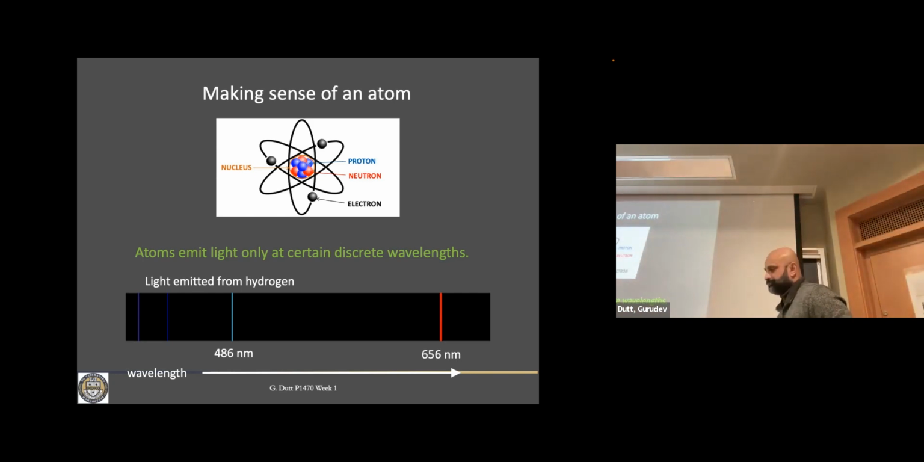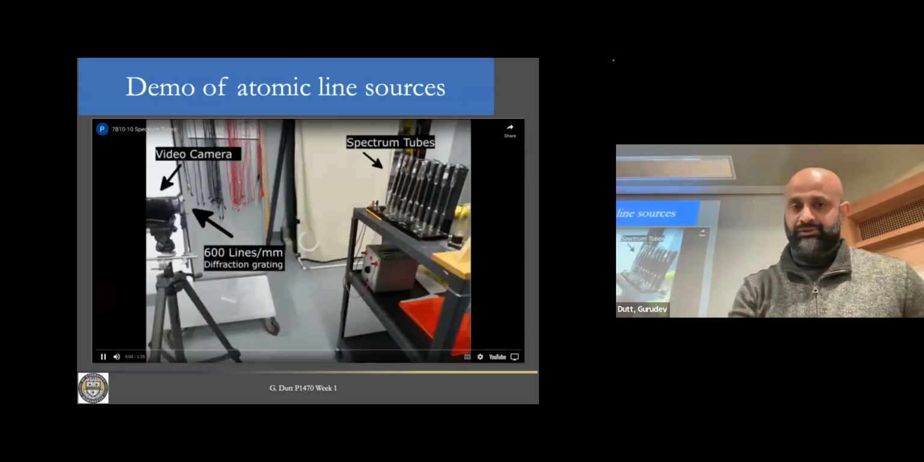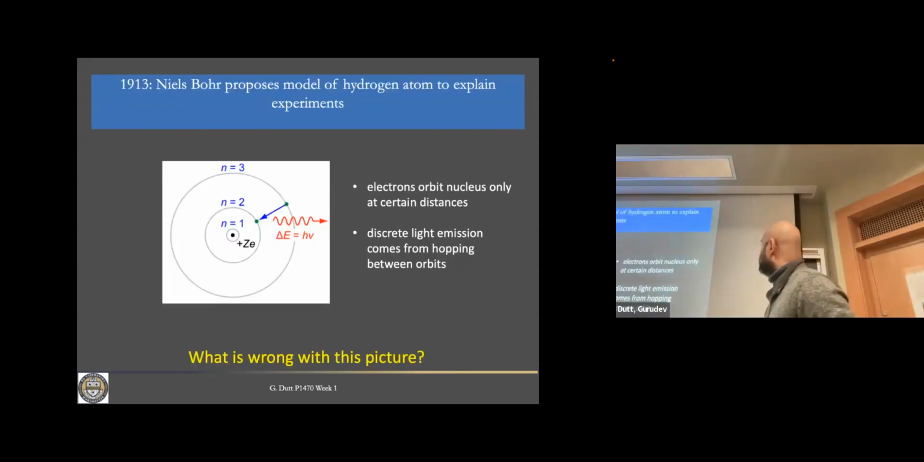So these are discrete wavelengths that are being emitted. So here's a hydrogen pattern, for example. They saw these clean, sharp lines, and they could identify the wavelengths of these lines and try to see what is happening. Okay, this is just a demo of the same thing on YouTube. I'll skip that.